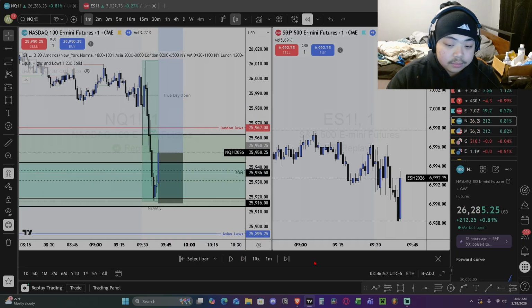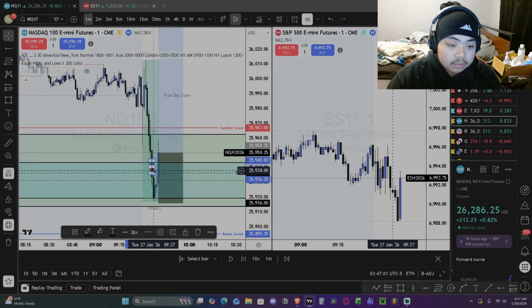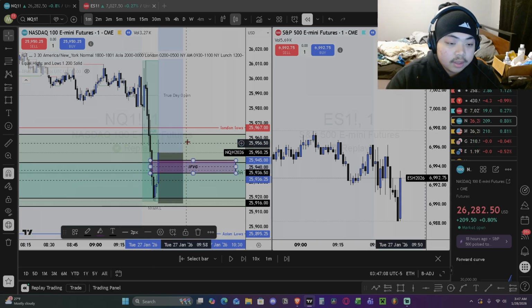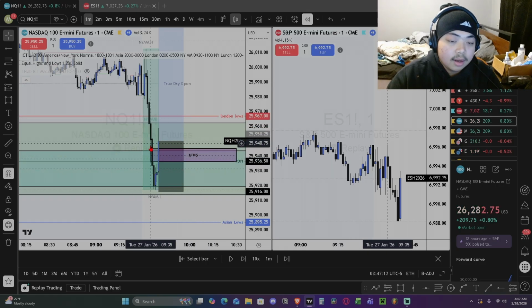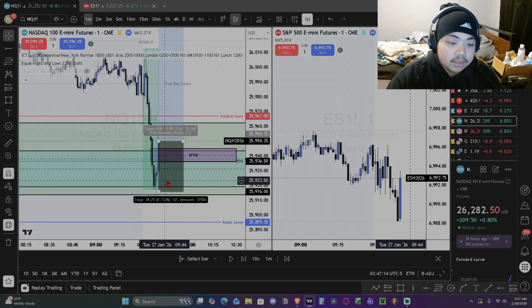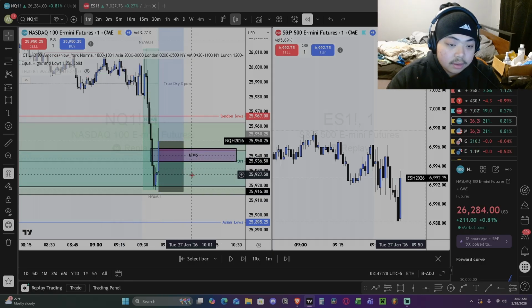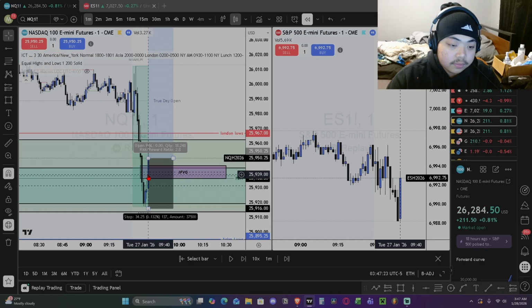What people can do, this is also called an inverse model. This is also a continuation model, you could probably call it. There's different ways you can trade this. A sweep of some higher time frame liquidity or previous daily highs, then you can try to catch the move with the inverse model right here, which we do end up taking, this inverse fair value gap.